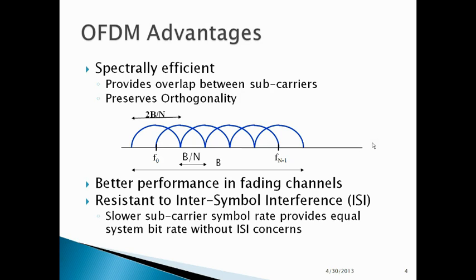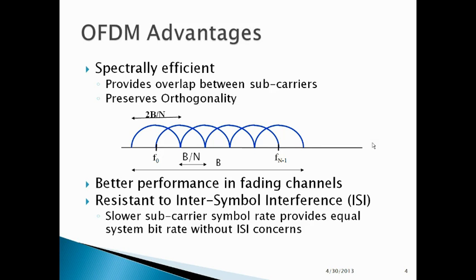Or these subcarriers could belong to multiple users, and each user is then given a slower data rate. But the OFDM system here actually allows some overlap between each subcarrier, so it's able to use half the spectrum of other frequency division multiplexing techniques.